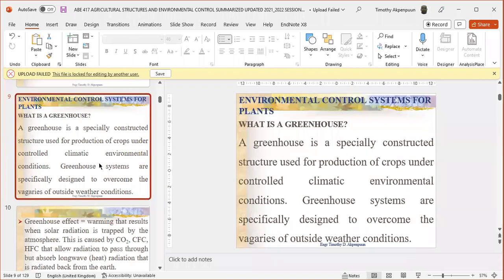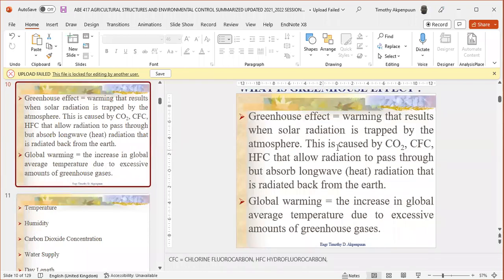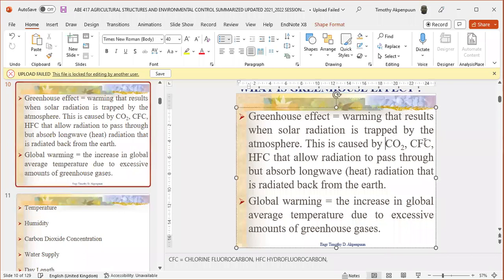No. Okay, look at it. In the greenhouse effect on Earth, what does it say? This is caused by what? CO2, CFC, HFC that allow radiation to pass through, but what? Absorb what? Long wave radiation that is radiated back from the Earth.